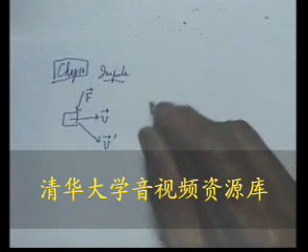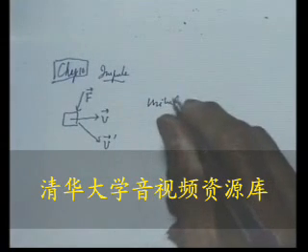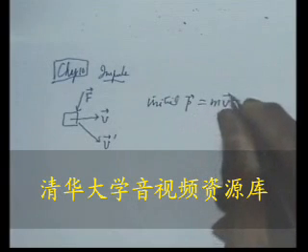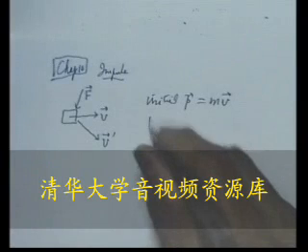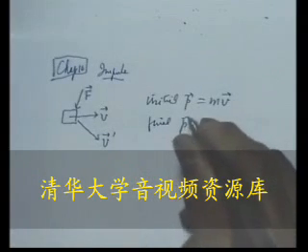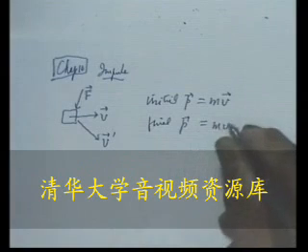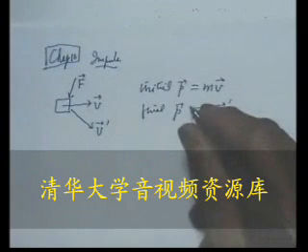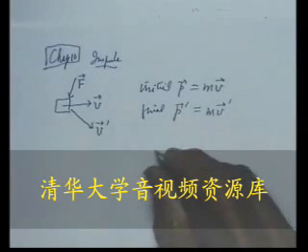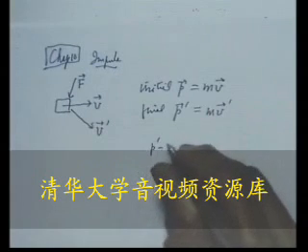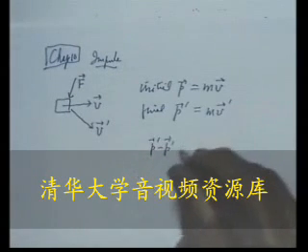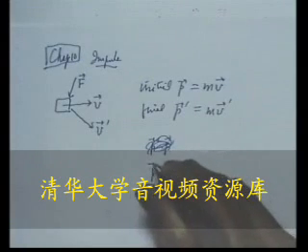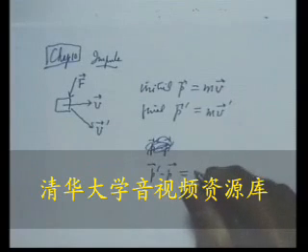The original momentum, initial momentum, is equal to mass times the initial velocity. Final momentum is equal to m times the final velocity. The difference, the vector, is defined to be the impulse.